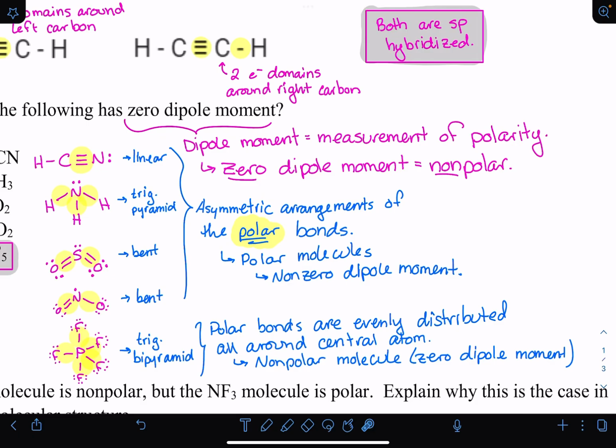So this question is asking us which of these is nonpolar. So if we draw out the structures for all of these and consider their molecular geometries, we can figure out which of these is going to be the nonpolar one. So in the first one, we have a linear arrangement of our atoms, but only one of our bonds is polar. Remember that carbon-hydrogen bonds are considered nonpolar. So we only have one polar bond pointing in one direction. So the polar bonds are arranged asymmetrically in this molecule. There's only one on one side, which means that it would be polar.